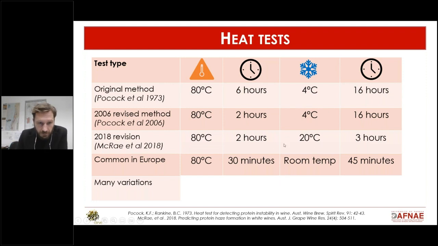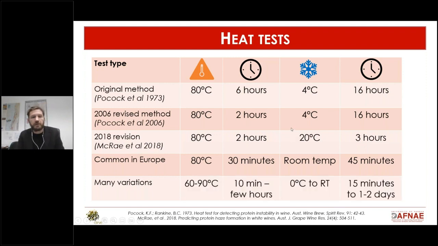In Europe, in the countries that I'm more familiar with, I know that the temperature often is 80 degrees. That's maintained. The heating time is much shorter. Very often, winemakers or winery labs use half an hour followed by 45 minutes at room temperature as an aggregation step, and then they do the reading of the turbidity. Even though, depending on the source you consult or the person you talk to, people have a lot of variation. Anywhere between 60 and 90 degrees, even more sometimes, anywhere between 10 minutes of heating to a few hours. Also, the cooling step changes. Some people do it in ice, at 0 degrees. Some people do it at room temperature.